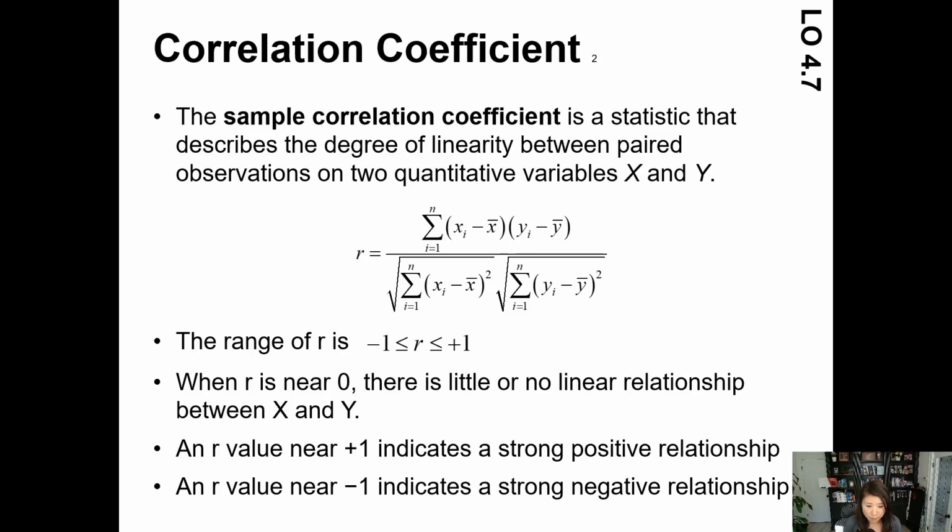What is the characteristic of the correlation coefficient? It has to be between -1 and +1. So it's really different from covariance, which can be any real number, right? When the value is close to 0, we consider there is no linear relationship between x and y. When r is close to +1, we consider it a strong positive relationship. When the correlation coefficient is close to -1, we consider it a strong negative relationship. So it's bounded between -1 and +1.